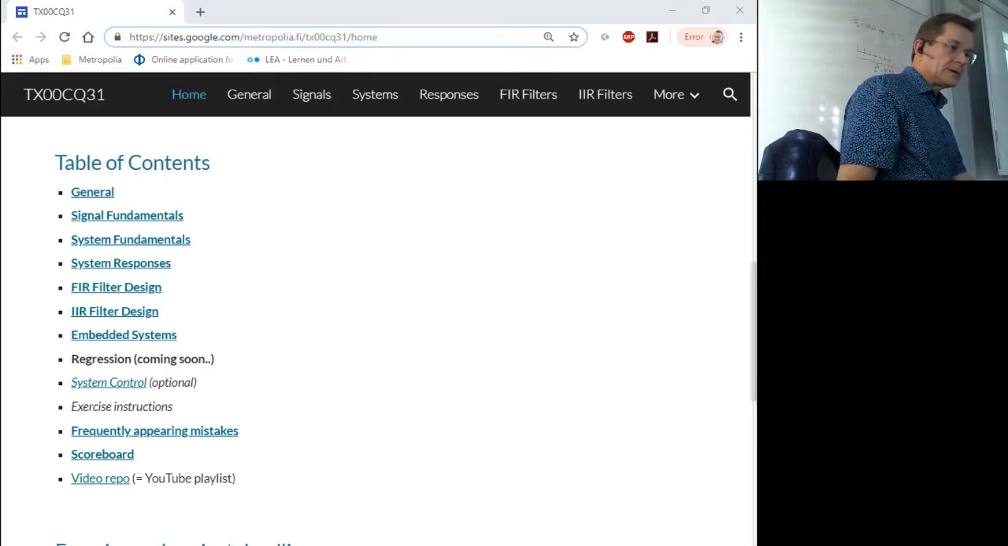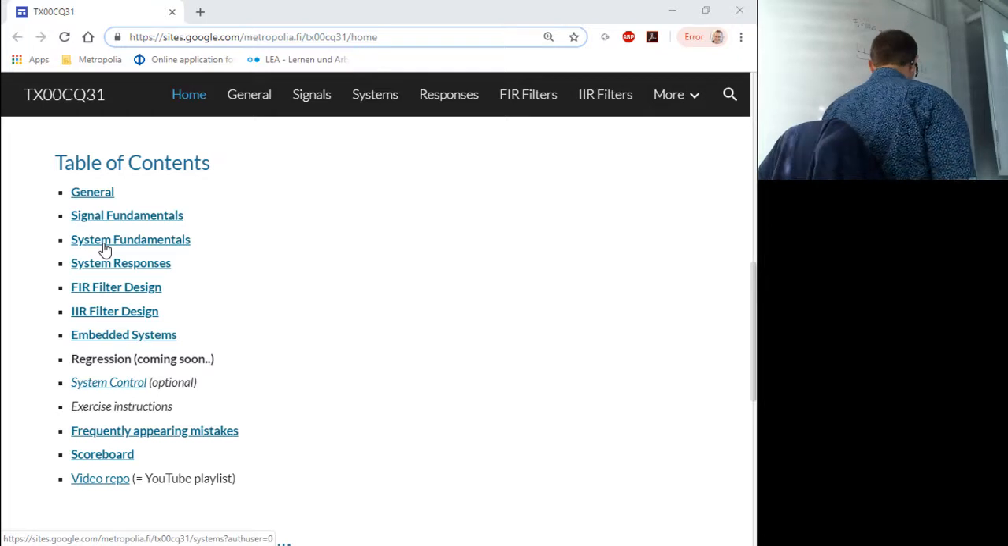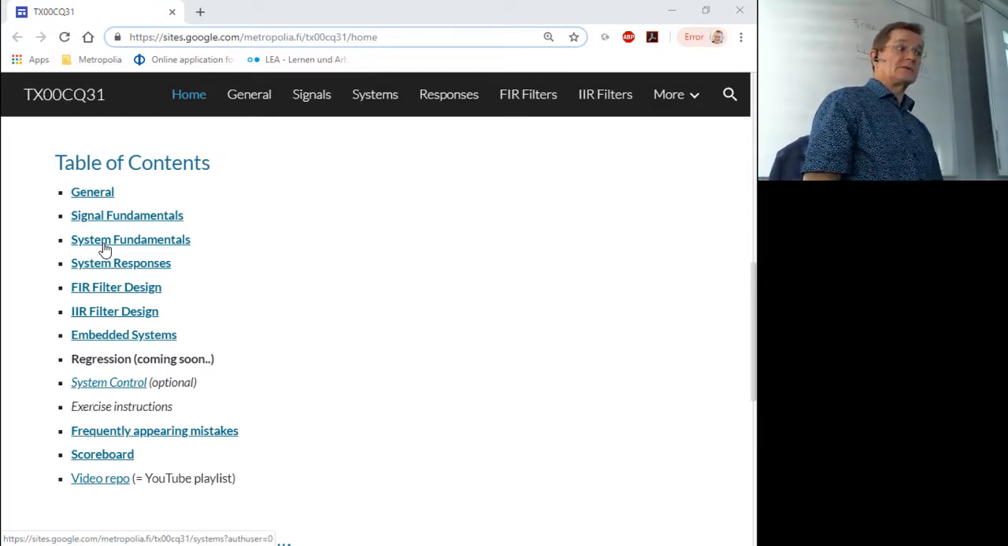All right, but today's topic is actually about the systems, and what I'm trying to do is cover both the system fundamentals and also system responses on the same day.